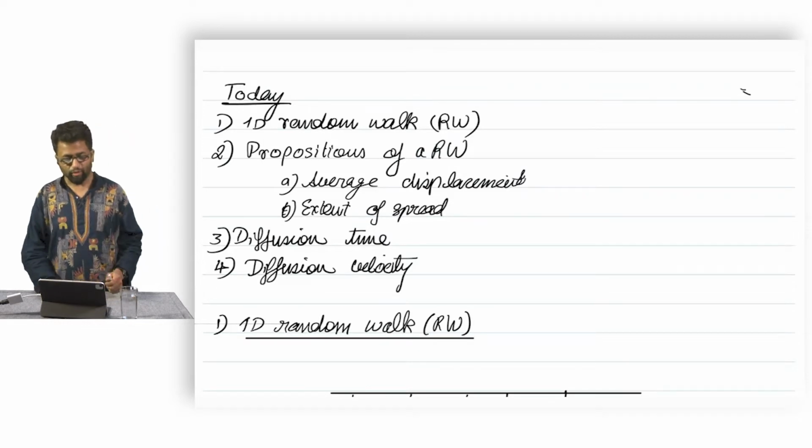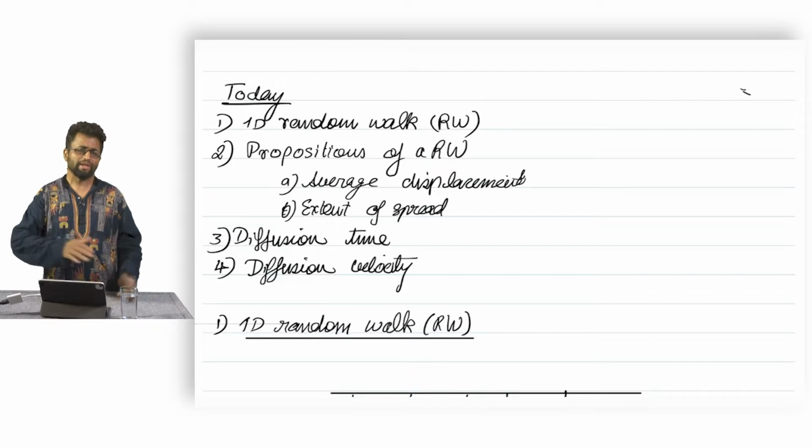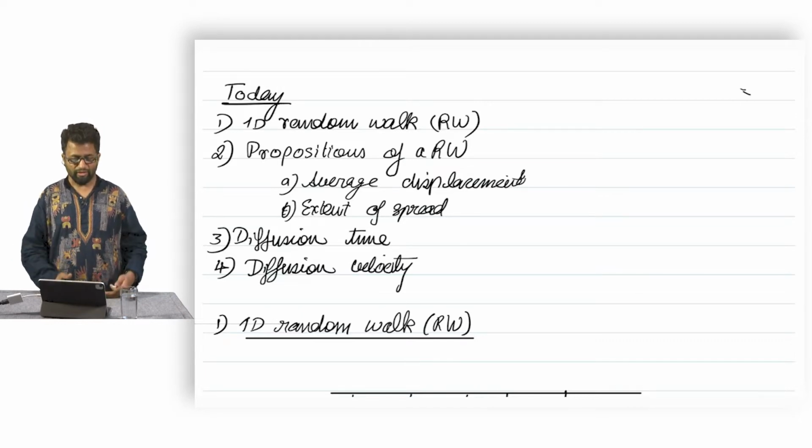So, today I am going to talk to you about random walk in terms of 1D, propositions of a random walk in terms of its average displacement and extent of speed, and I will stop there and we will continue with diffusion in terms of diffusion time, or time it takes to diffuse, and velocity of diffusion.